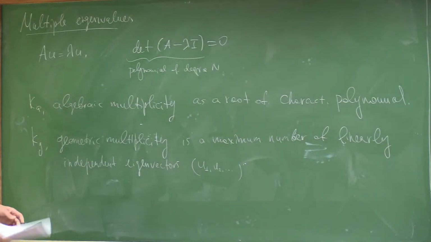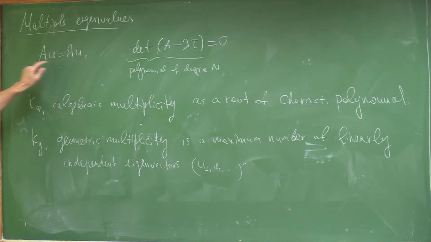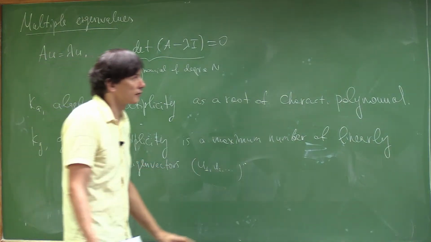So how many eigenvectors you can find for the same eigenvalue? Like 1, 2, 3, 4, and so on. How many linearly independent eigenvectors you can find for the same eigenvalue? So this gives you geometric multiplicity. Why geometric? Because essentially all eigenvectors for the given eigenvalue form a linear space. So Kg is the dimension of this space, in other words. But in simpler words, it's just the maximum number of linearly independent eigenvectors. So just the same thing.